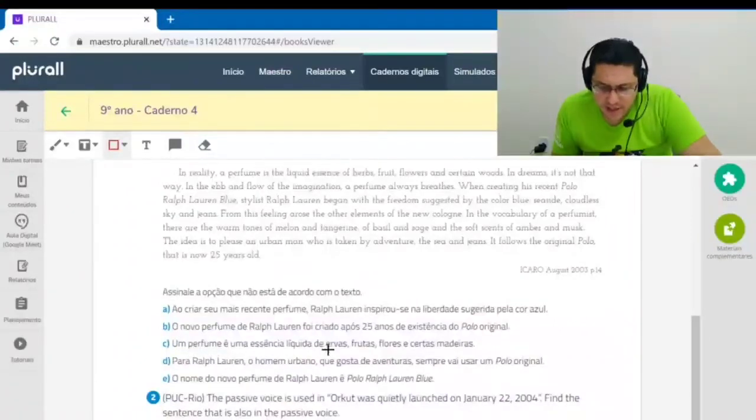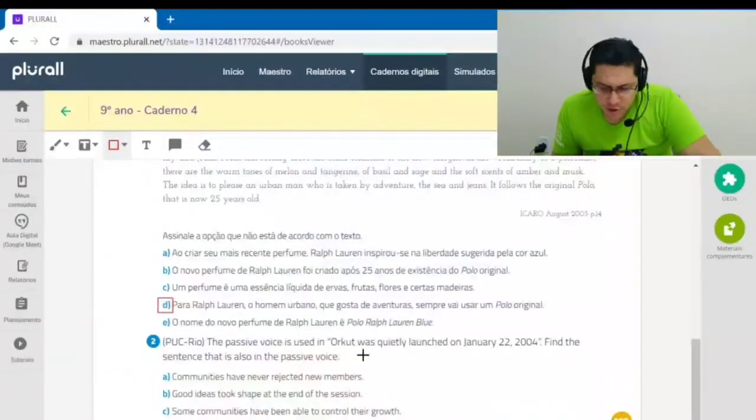Um perfume é uma essência líquida de ervas, frutas, flores e certas madeiras? Sim. Para Ralph Lauren, o homem urbano que gosta de aventura sempre vai usar um Polo original? Não foi o que disse aqui, ó. O nome do novo perfume é Polo Ralph Lauren Blue. Polo Ralph Lauren Blue, tá certo. Então a resposta aqui é letter D, tá?